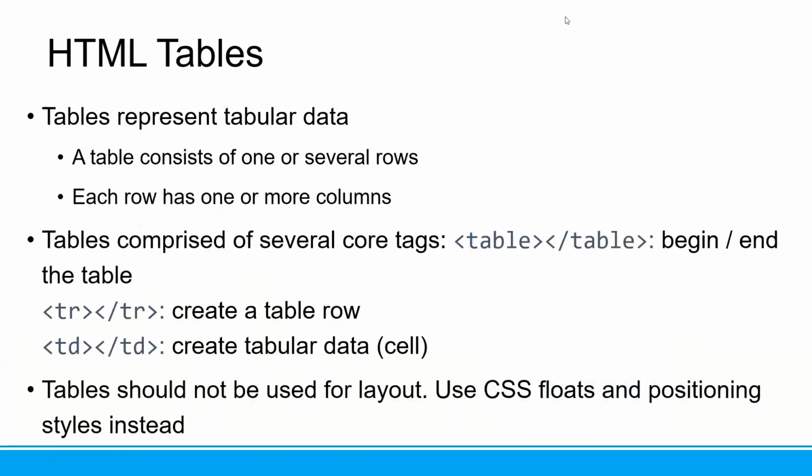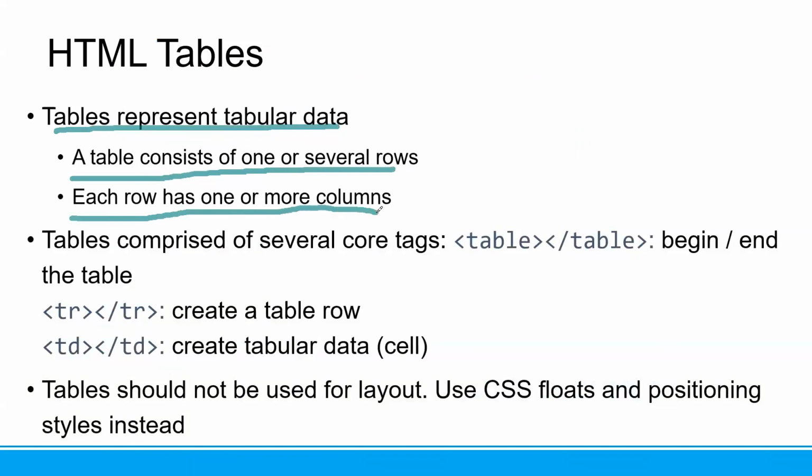The HTML has tables that represent the tabular data. A table consists of one or several rows, and each row has one or more columns. So the structure will be, first, we need to have table. After we have table, next, we need to define the row. After we have row, we need to define the TD or tabular data, and we call it cell.